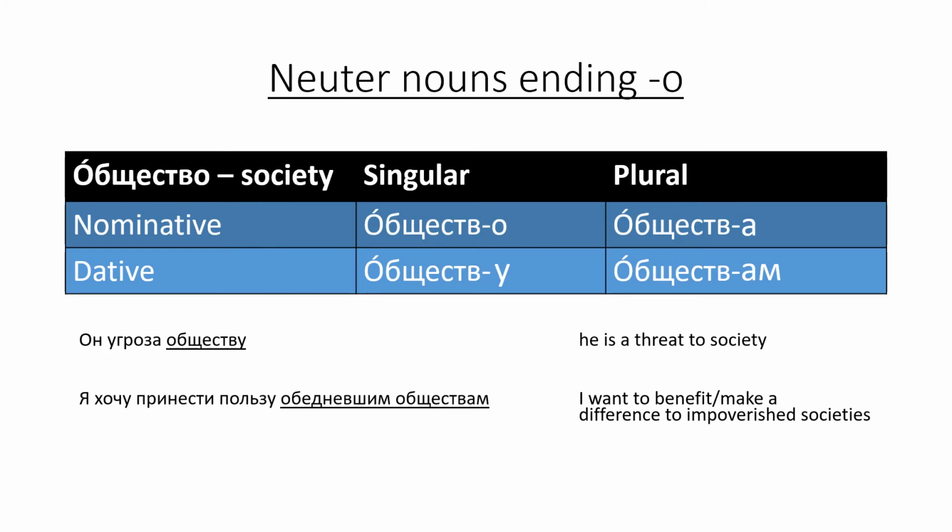Он угроза обществу. He is a threat to society. Я хочу принести пользу обедневшим обществам. So обедневшим means impoverished, and that's also in the dative case, but that's an adjective, so we'll look at that in another lesson. Обедневшим обществам.